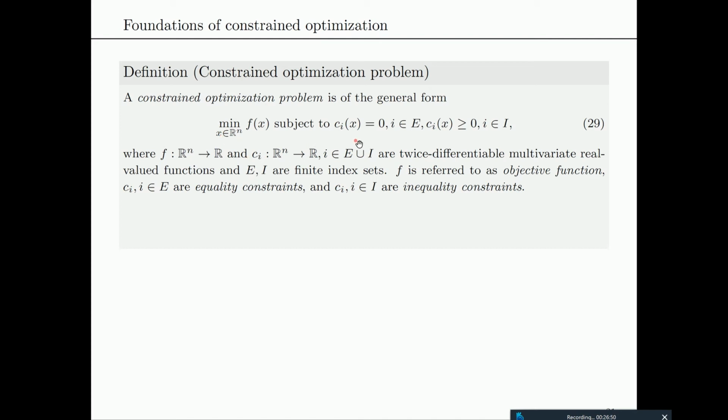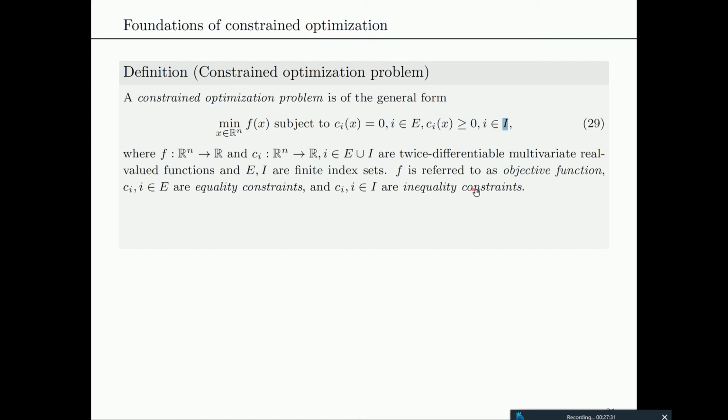Subject to certain constraints, and usually there are two types of constraints, namely equality constraints. So you have functions c_i of x that are equal to zero. Of course, they can be equal to some other value, then you would just subtract this other value and put it into the function c_i. The i here are part of an index set E for equality constraints, and you have inequality constraints, which are specified by functions c_i, where the i is in this inequality constraints index set.